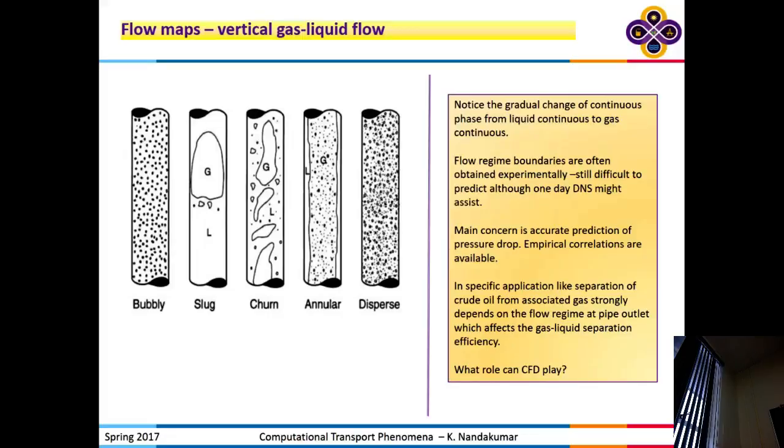But what is the change? In a bubbly flow, what is the continuous phase? Liquid, because it's bubbles. The dots that you see are actually representing bubbles. Bubbly flow is one where liquid is continuous and you're bubbling gas through it.